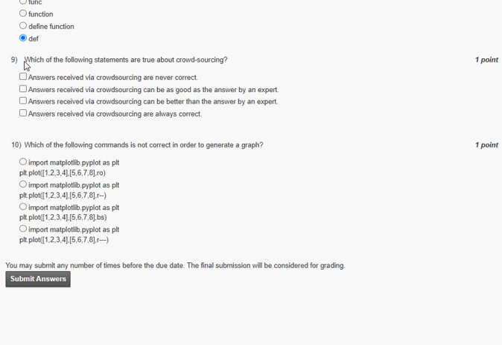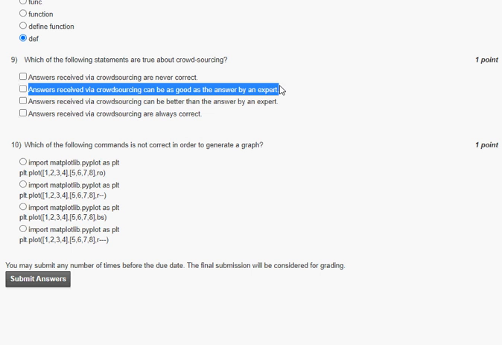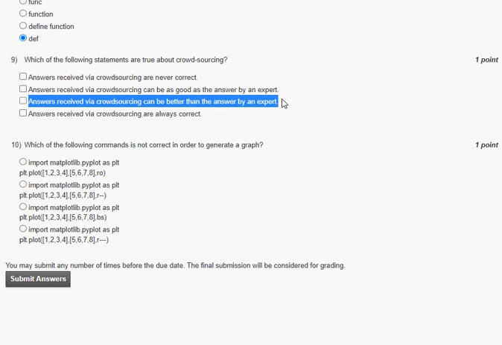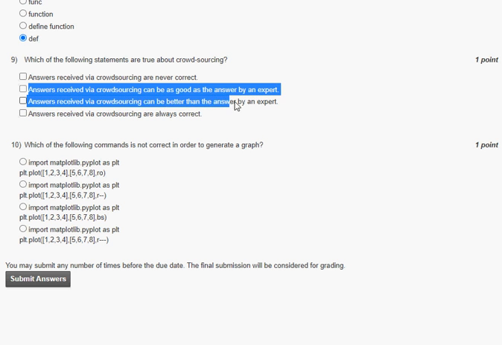And ninth question, the last but one question: which of the following statements are true about crowdsourcing? Two options are correct for this. The first one is the second option, and the next one is the third option. So both the second and third options are correct.